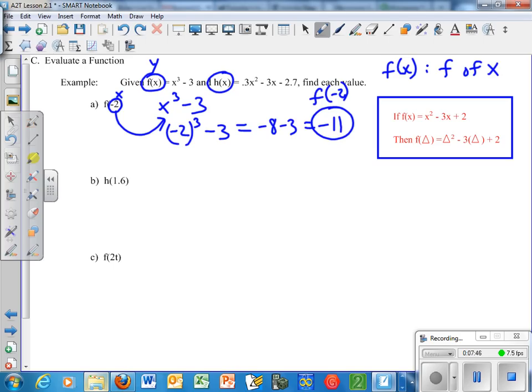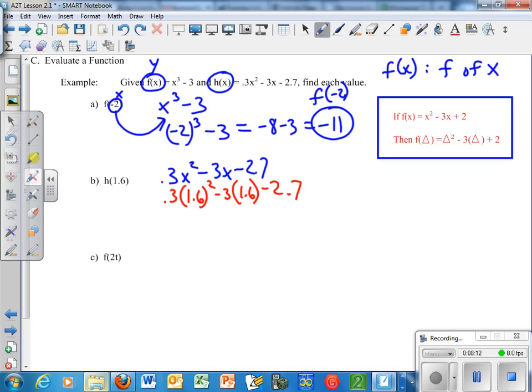Let's look at b. Now we're doing h of 1.6, so I want to write down function h, which is 0.3x squared minus 3x minus 2.7. And I want to plug 1.6 in for x. So here's what I have. 0.3 times 1.6 squared minus 3 times 1.6 minus 2.7.